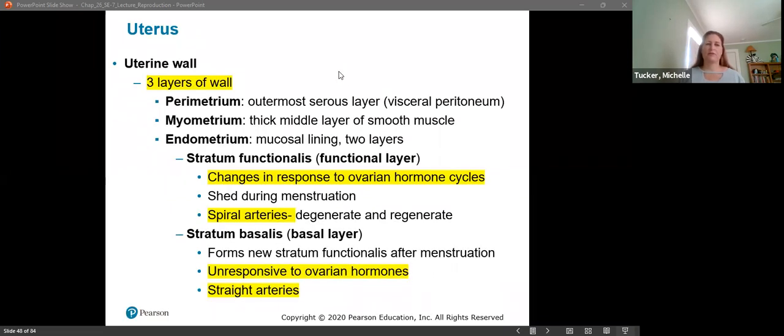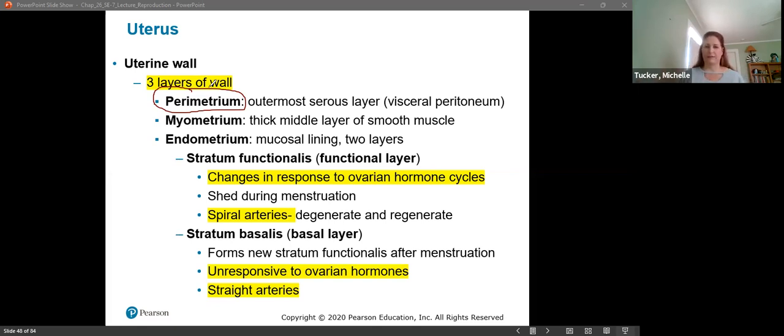There are three layers of the uterus. There is the perimetrium, which we don't hear about very much. It is the outermost serous layer. It is also continuous with the visceral peritoneum. So it is the visceral peritoneum.